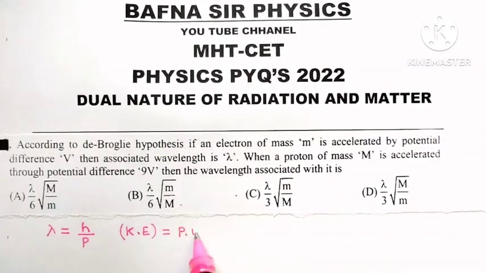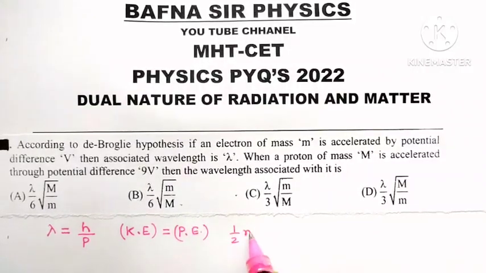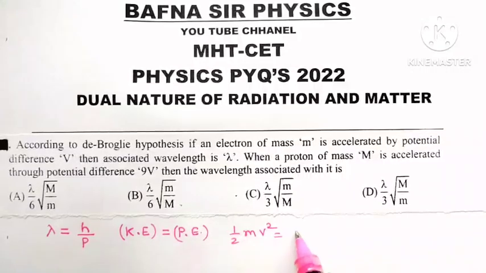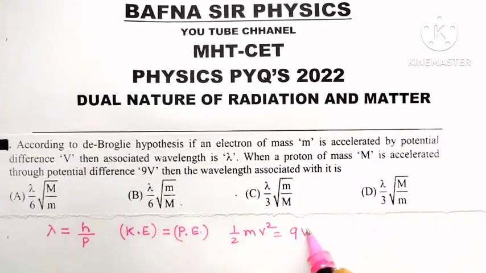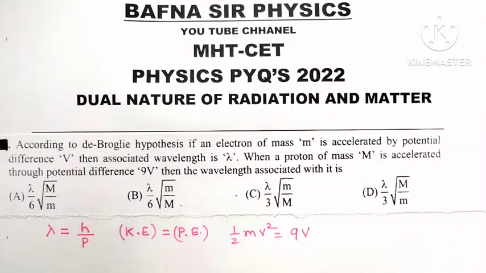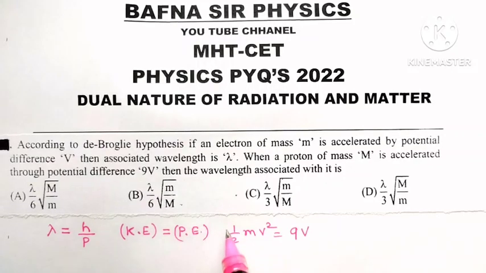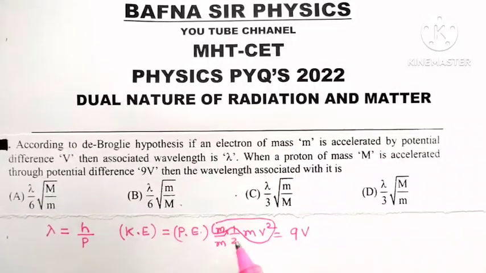is equal to the potential energy acquired. Kinetic energy is half mv square, and potential energy acquired is the charge on the electron multiplied by the potential difference V. Now multiply the left hand side by m and divide by m. So in the numerator we have m square v square, and in the denominator we have 2m. But we know p is equal to m into v. So therefore m square v square is equal to p square.